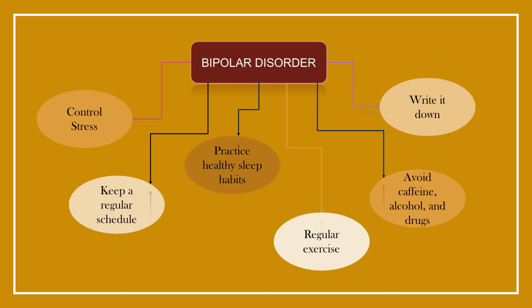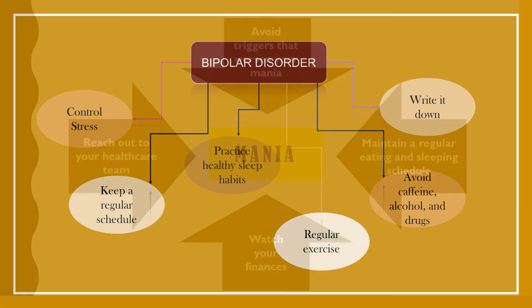And most importantly, you should avoid caffeine, alcohol, and drugs. Caffeine is a stimulant which can keep you up at night. Lastly, write it down. Keep a journal that makes note of big events, stresses, how much sleep you are getting, and what you are eating and drinking. Over time, you may see patterns emerging.